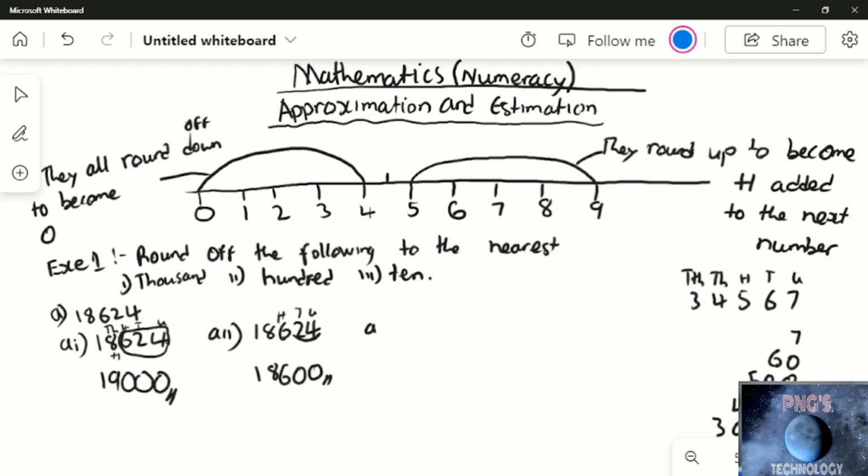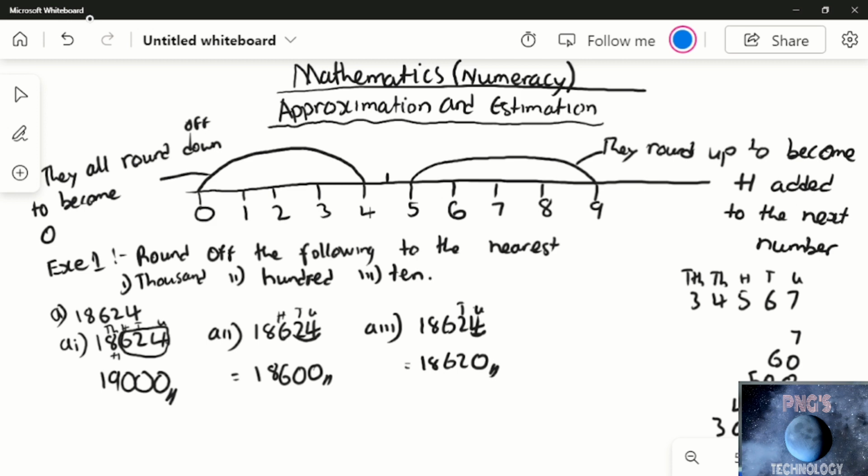Then for AIII, 18624. We are rounding to the nearest 10. So this is unit, tens. We're rounding only 4 to affect 2. So 4 becomes what? 4 becomes 0. So we have nothing to add. So 1862 and 0, and that's our answer.